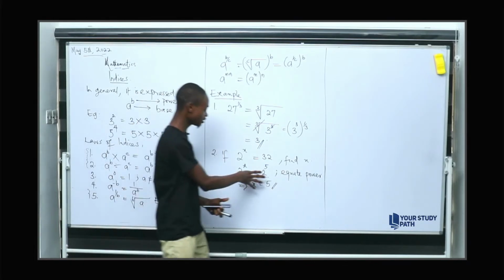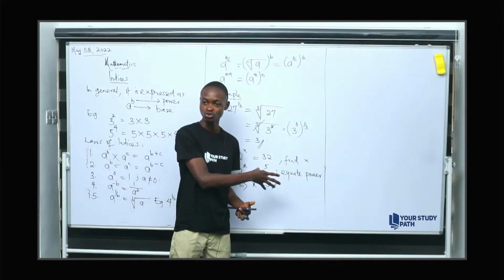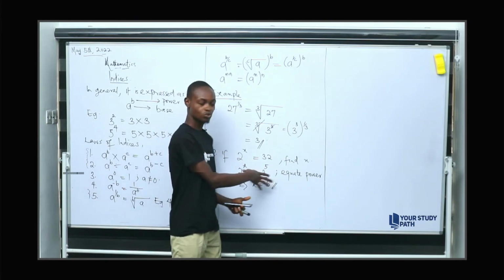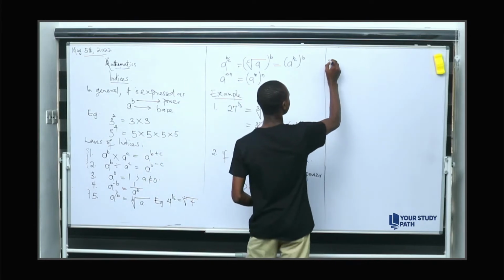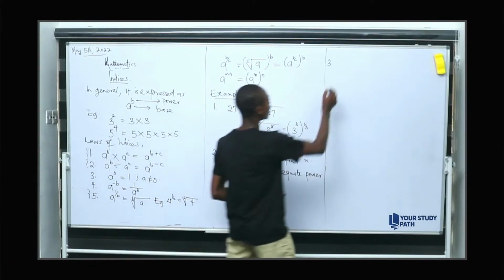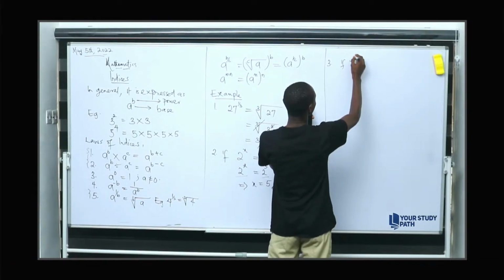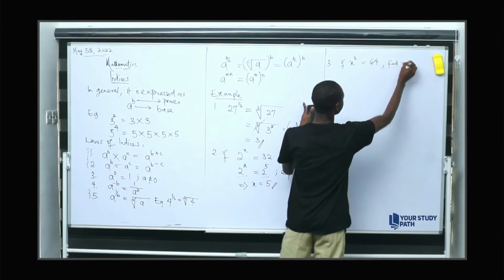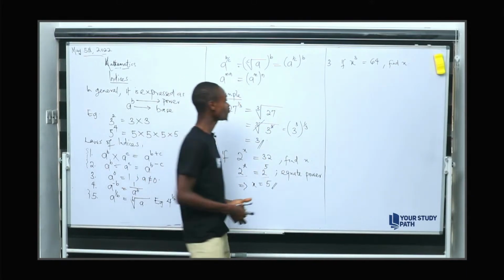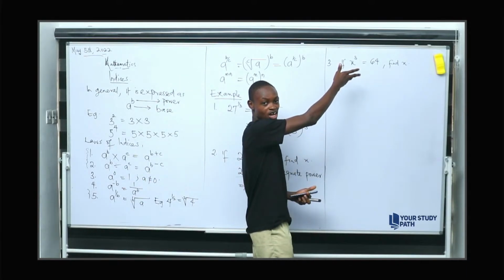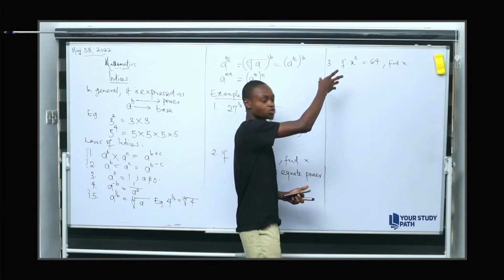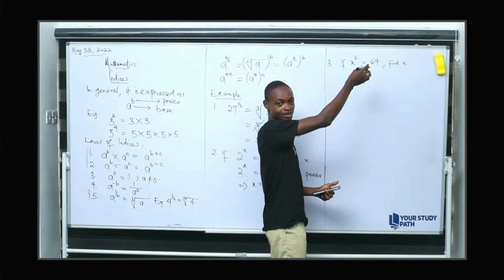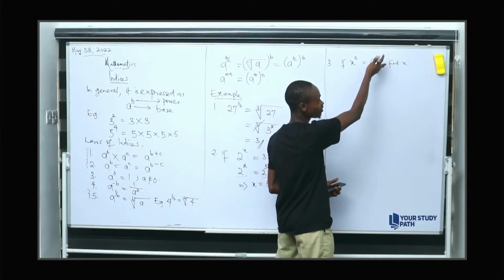Now this concept is not just limited to the power alone. If you have a situation where the power is the same, you are also allowed to equate the base. Let's see how that happens. Let's say if x raised to the power of 3 is equal to 64, find x. In basic O level, all you do is take the cube root of both sides, and then you find the cube root of 64.